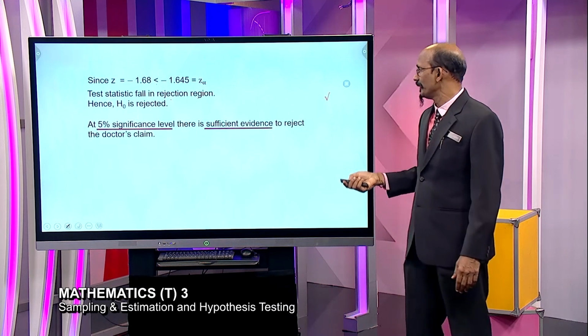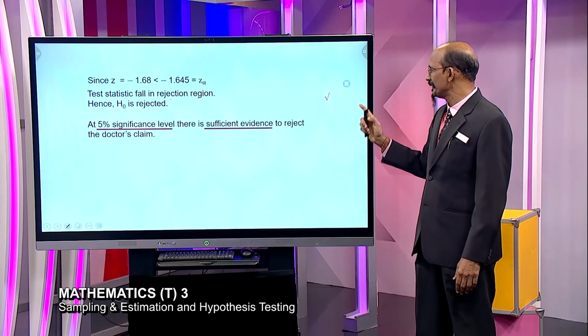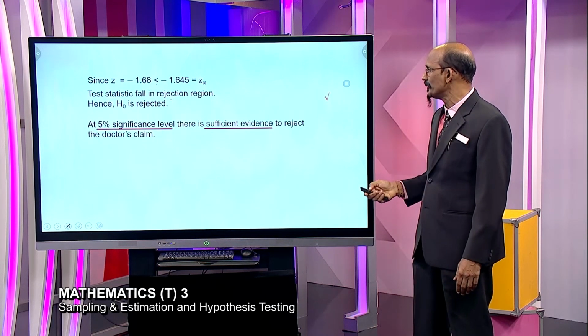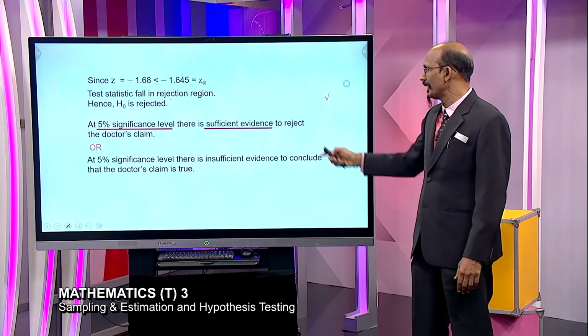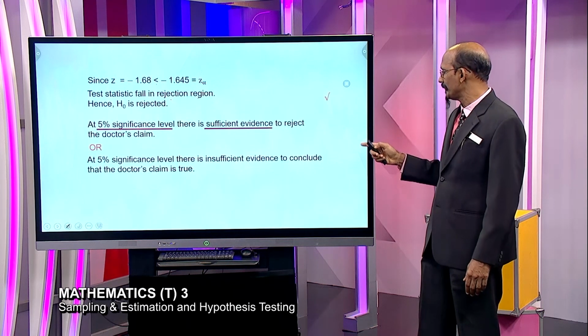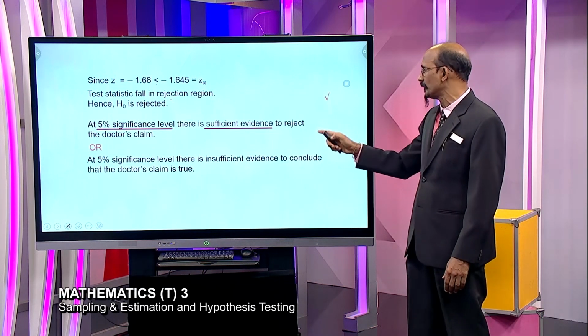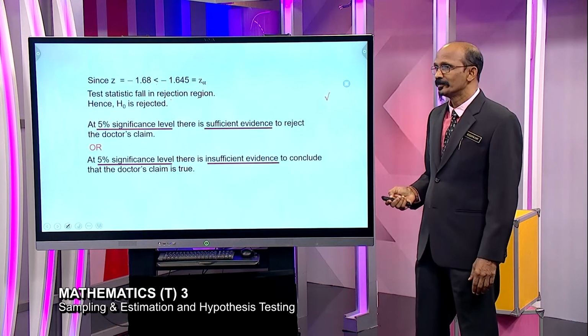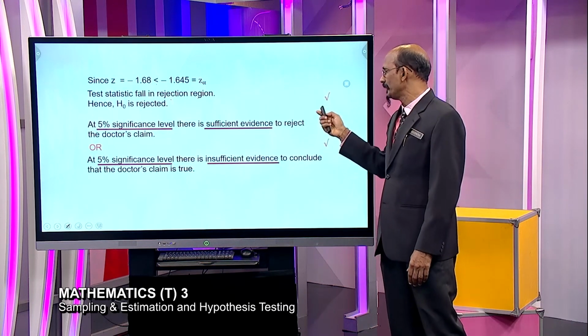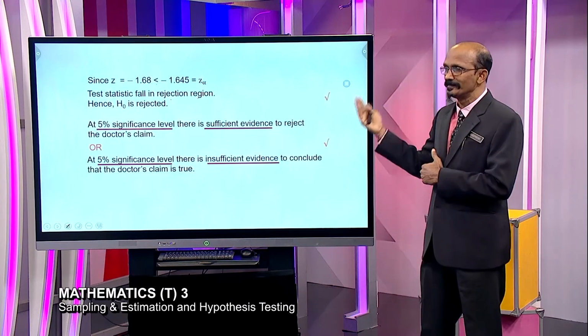So my conclusion is, at 5% significant level, there is sufficient evidence to reject the doctor's claim because H0 is rejected. Or you can write it like this: at 5% significant level, there is insufficient evidence to conclude that the doctor's claim is true. Basically, we are rejecting the doctor's claim. So this is how you write the 6th step when answering an exam question.